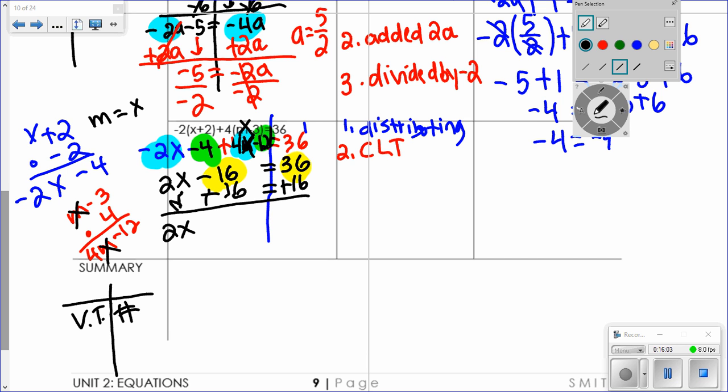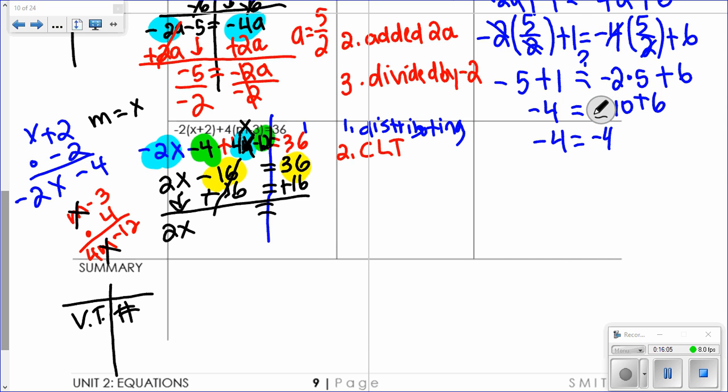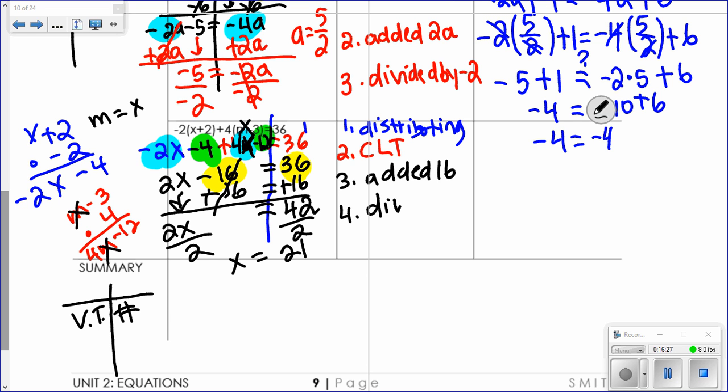2x comes down, this goes away, equal sign comes down, and this becomes 242. Divide 2 on both sides, and x equals 21. Okay? So my steps here, I added 16 to both sides. Step 4, divide by 2. I'm going to check my work.